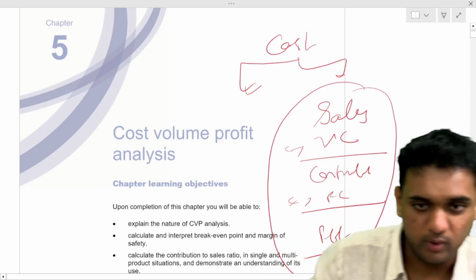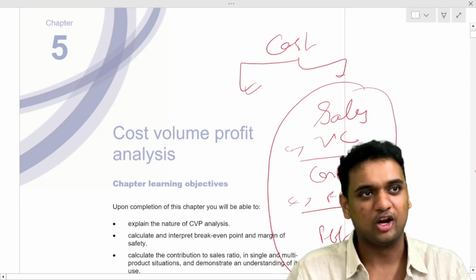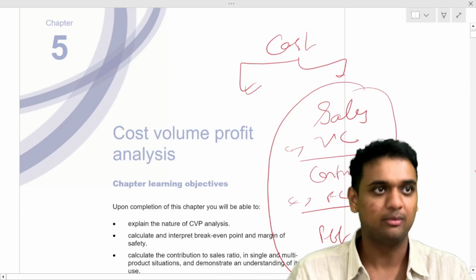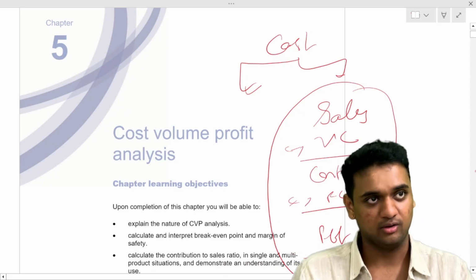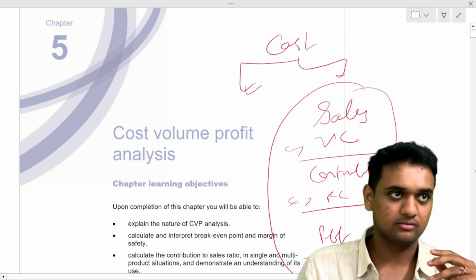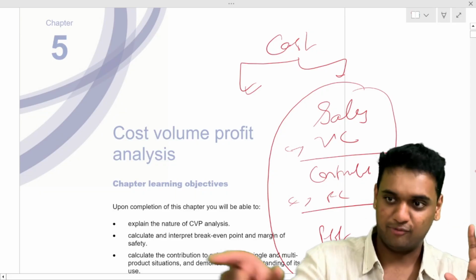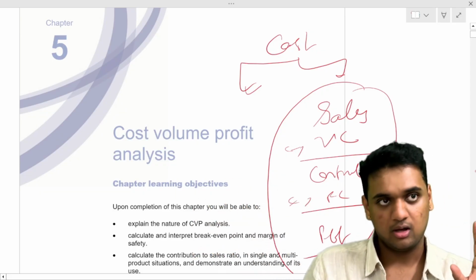Understood, all of you? Now we will see why they've named it contribution. We can name it anything, but they've named it contribution for a reason. Before that, we will do one question to find out. Use the same format I gave you and find the answer.